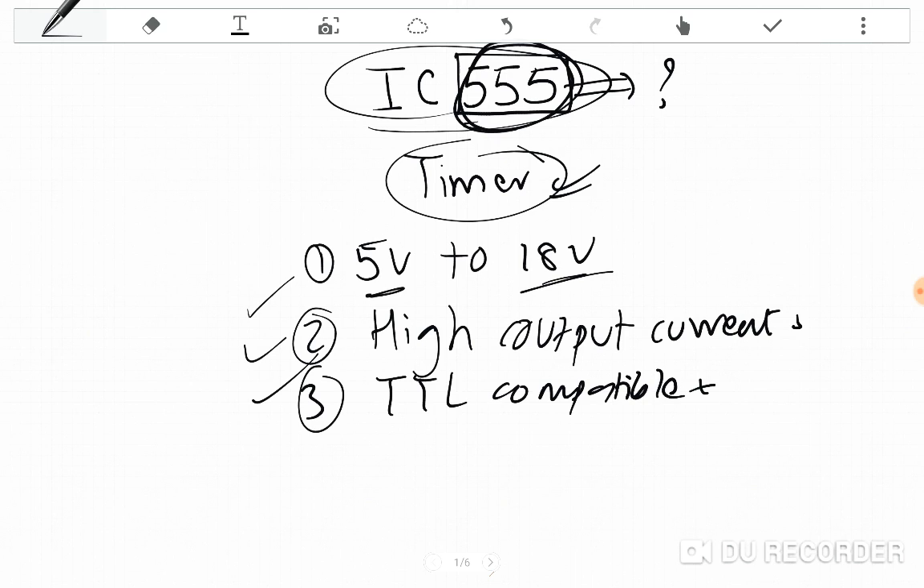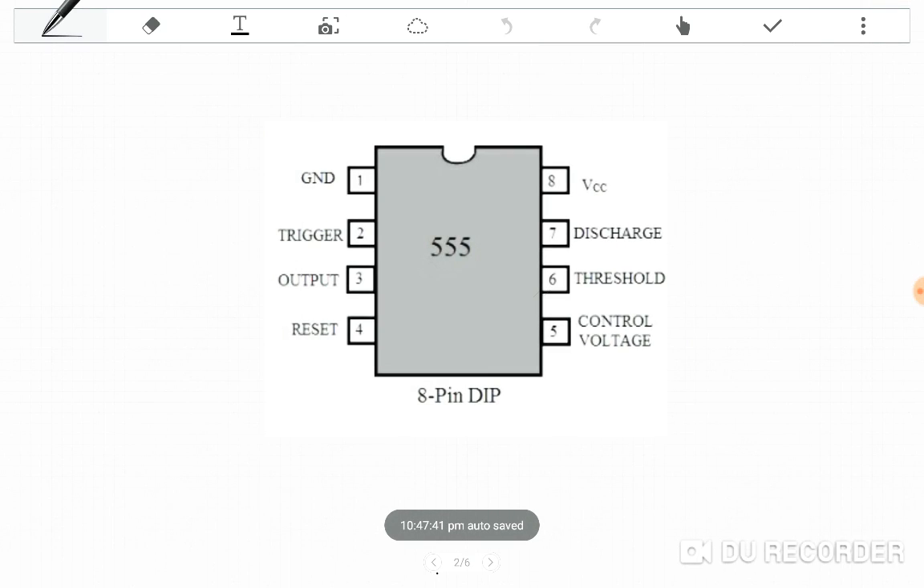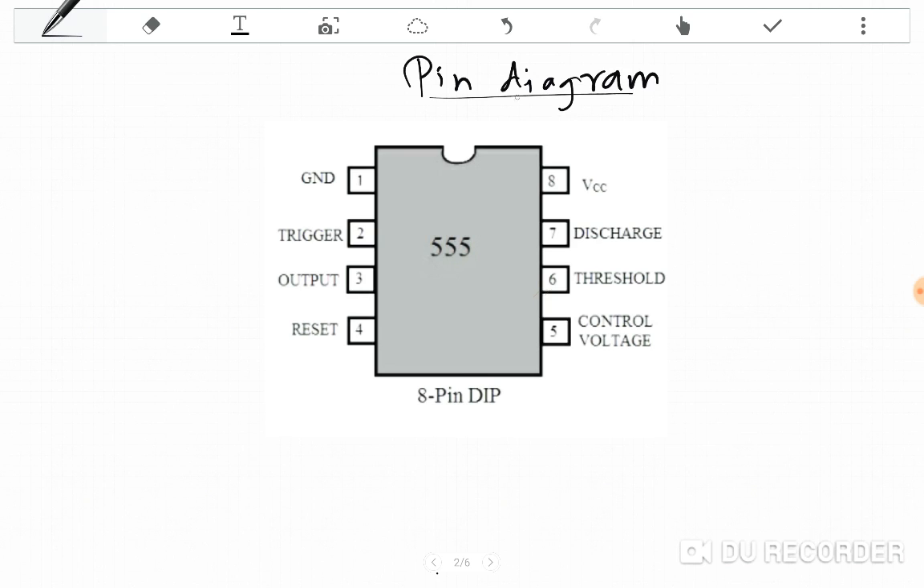Alright, so without wasting any time, let's move on to the pin diagram of IC 555. One of the most important things about any IC is its pin diagram. As you can see, most ICs have about 16 pins, or 32 pins, or 40 pins, or 80 pins and so on. But IC 555 is an 8-pin IC.